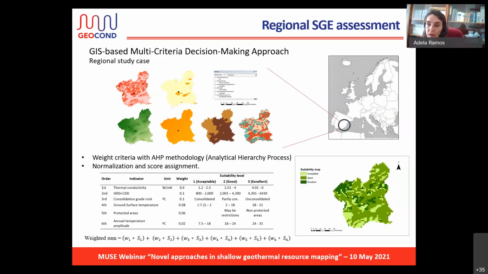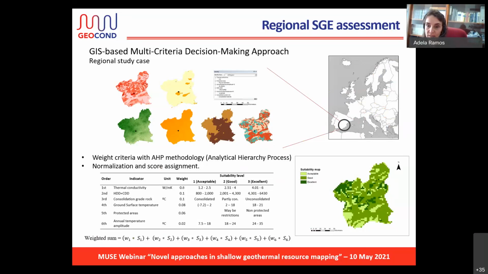With this formula, every criterion weight represented by W was multiplied by its criterion score represented by the letter S. So at the end, we get a resulting map, which is a new raster containing values ranging from 0 to 3. So to translate this information into the suitability map, areas with values between 0 and 1 were considered acceptable. Areas with values between 1 and 2 were considered as good, and 2 to 3 as excellent areas.